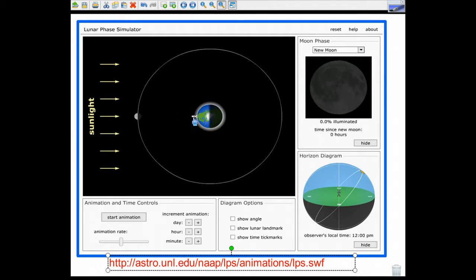I guess we'll call him Skippy Wentworth III. You really should say Skippy Wentworth III when you say his name. So you can see this is our observer on Earth.